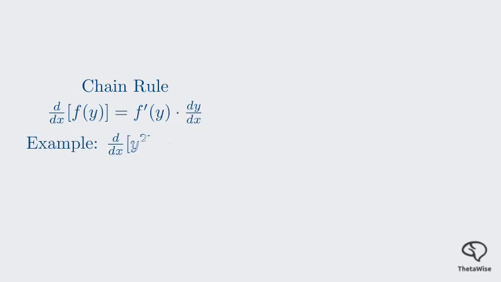The most important rule to remember is the chain rule. When we differentiate a term involving y, we must multiply by dy by dx. For example, the derivative of y squared with respect to x is 2y times dy by dx. We differentiate y squared as if it were x squared, getting 2y, and then we multiply by the derivative of the inside function, which is y, giving us dy by dx.